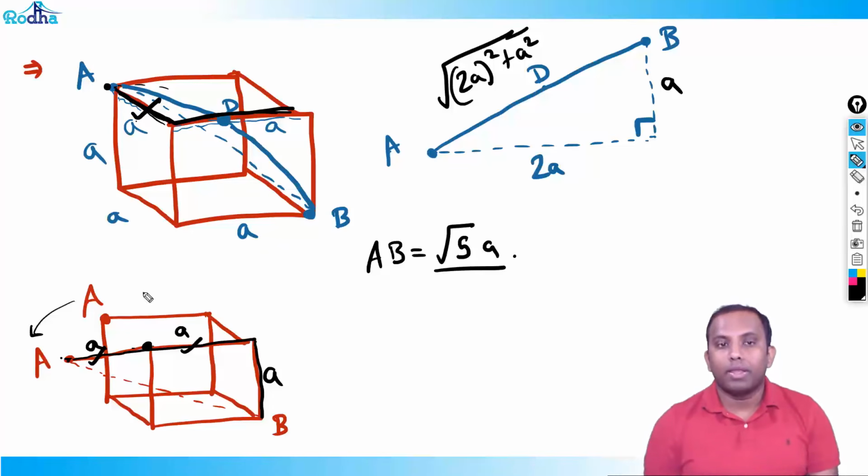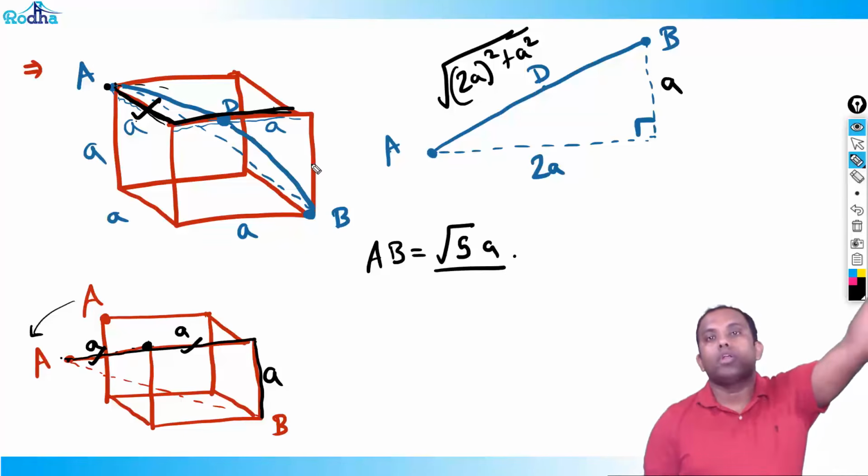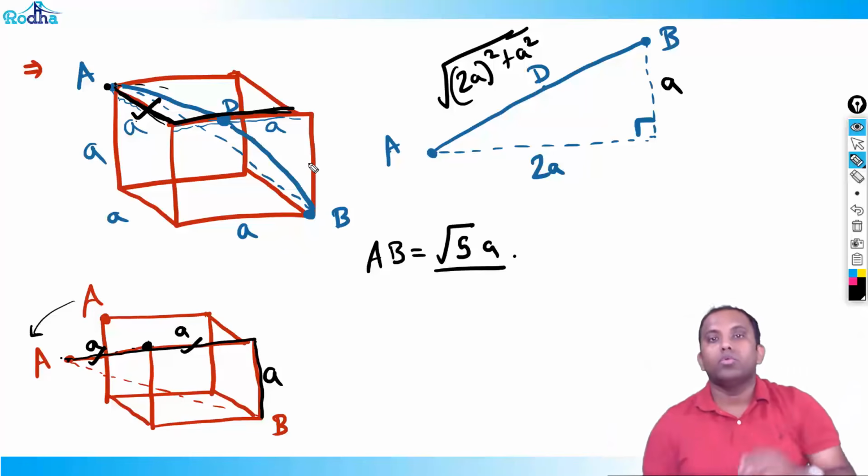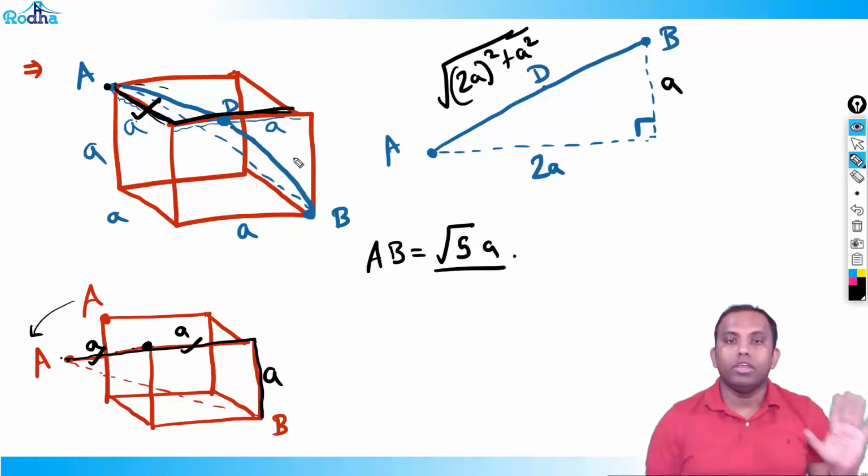I've shown it. It's opening up here, and this is the whole horizontal distance. You understand this concept here? This A plus A. So the horizontal distance traveled by the ant, or the shortest distance traveled by the ant from the top corner to the opposite bottom corner, is how much? Root 5A, if A is the side of the cube.